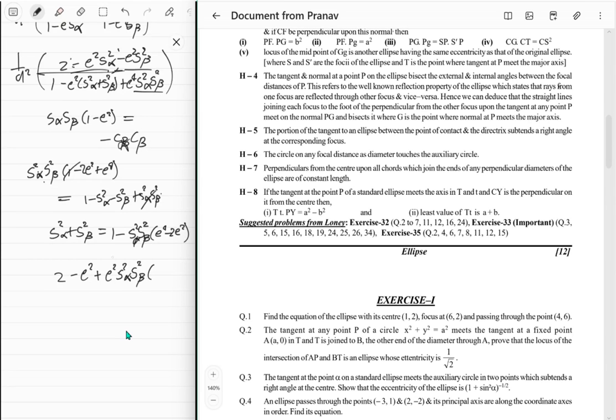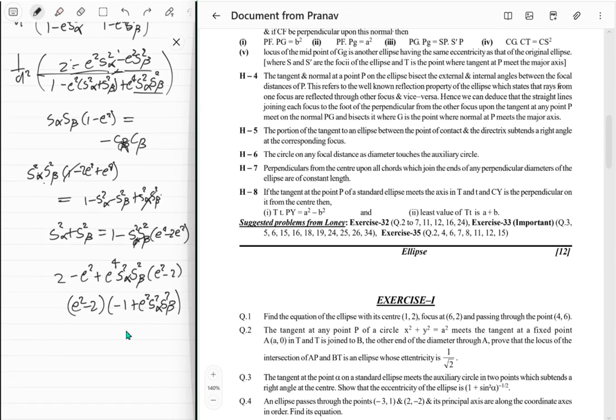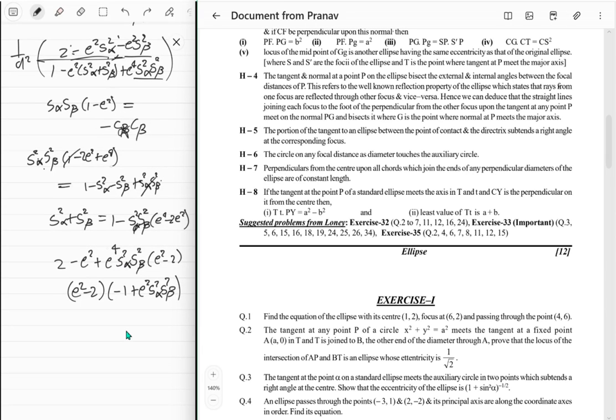Oh, you got an e square already. So just e power 4, and then this should be e square minus 2. So basically e square minus 2 times negative 1 plus e square sine squared alpha sine squared beta. What about this guy? Just put that right there. This is awful. Why am I doing this? Just putting that over here. Oh god. Yeah, okay, so 1 minus e squared, and then plus e squared times all of this.